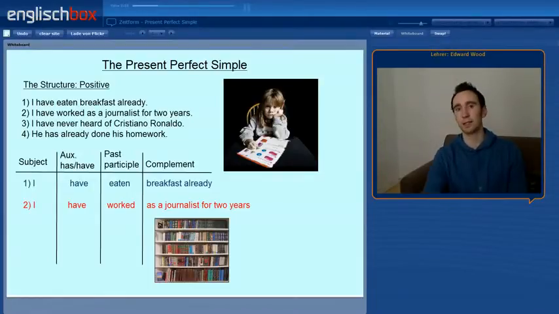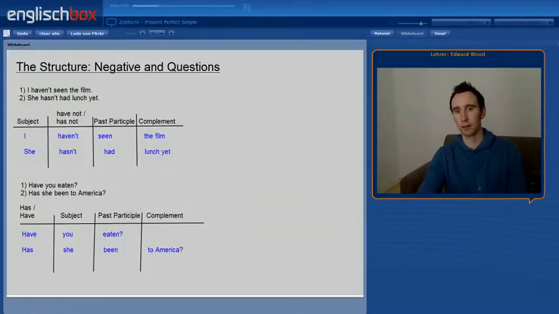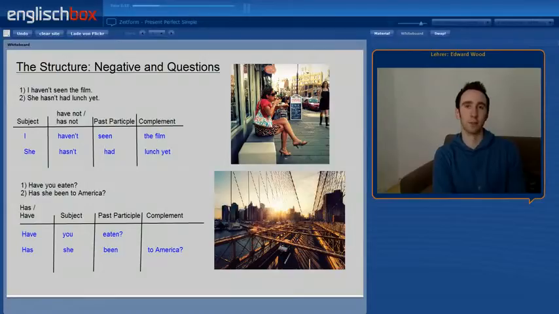What about the structure in negative? If we move on to the next slide, we can see 2 more examples of negative sentences in the present perfect simple. I haven't seen the film yet, and she hasn't had lunch yet. If we break these down and put these into a table, you can see that the structure is very similar to the positive. All you have to do is add not to the auxiliary verb, which means the sentence is I have not seen the film yet, or she has not had lunch yet.